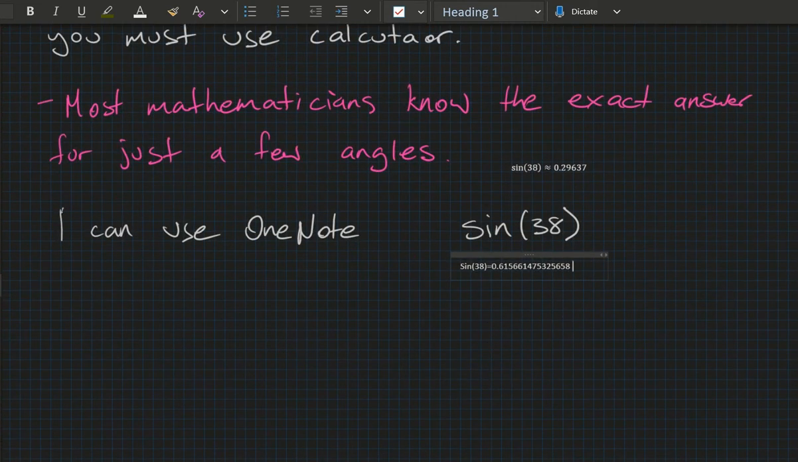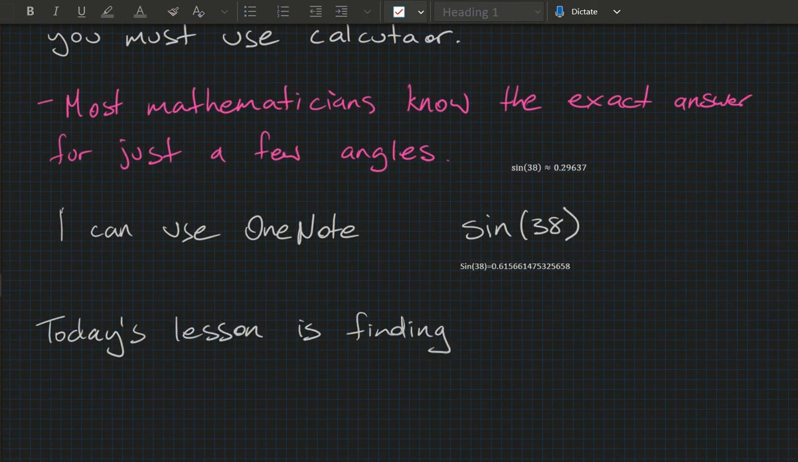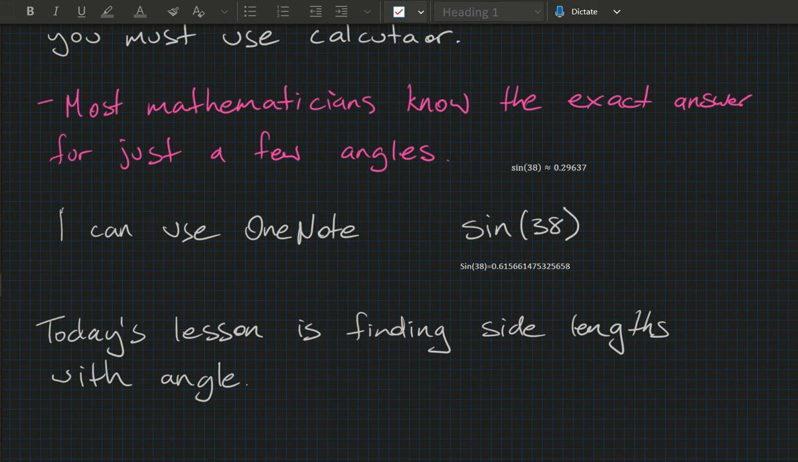Now today's lesson is going to be about finding side lengths we know with the angle. So make sure that you're comfortable with your calculators. Alright, that's the end of the introduction. I'll see you in the next section.